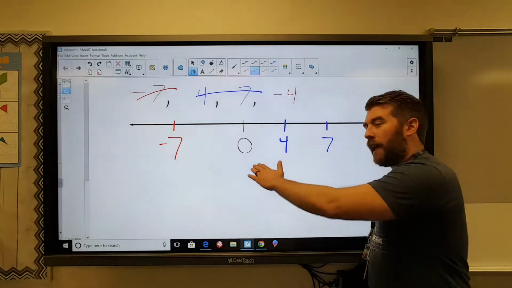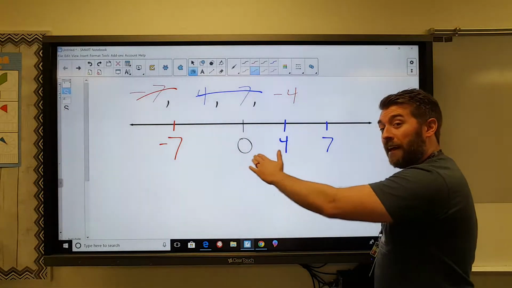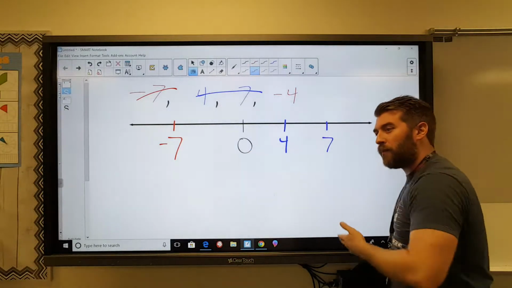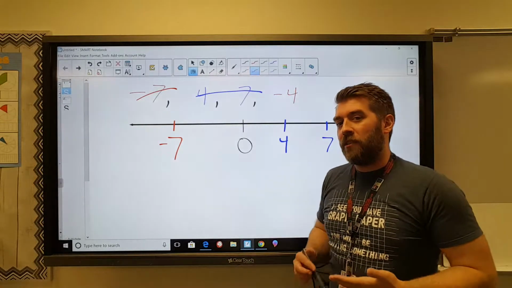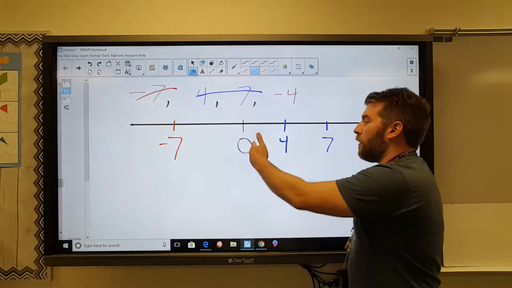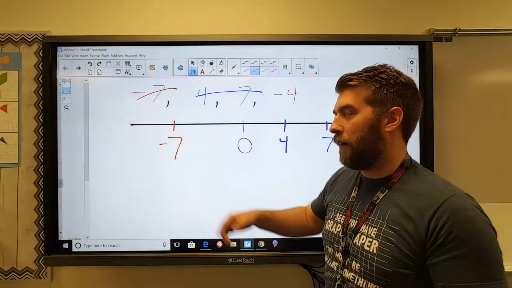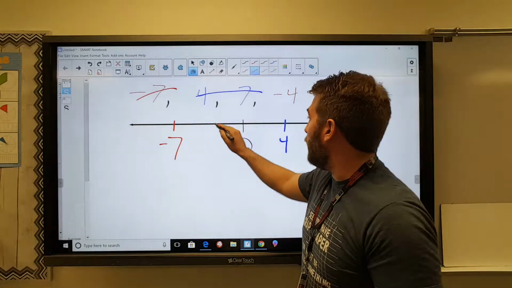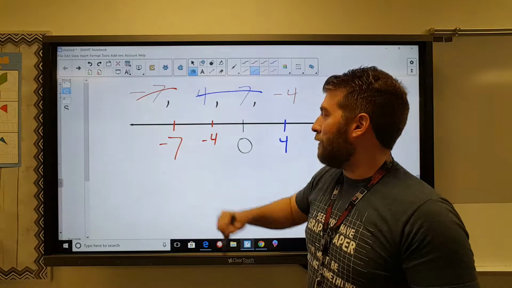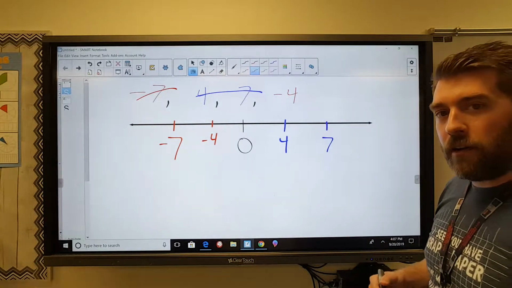Well, just how we were counting here, like you've done your whole life with positive numbers, going from left to right, 0, 1, 2, 3, 4, 5, 6, 7, you're going to do the same thing just in reverse with the negatives. Well, what do I mean by that? Instead of going from left to right like the positives, with the negatives you're going to go right to left. So 0, -1, -2, -3, -4, -5, -6, -7. So here we have a number line and we've correctly placed our integers.